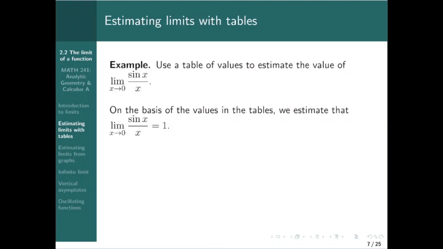And then just to make sure that our estimate is correct, we can plot the graph of this function in an app like GeoGebra. And then we are going to see that we were correct, because if x approaches 0, either from the left or from the right, we are going to see that the graph of the function is approaching 1.